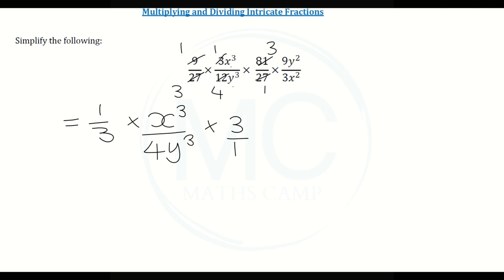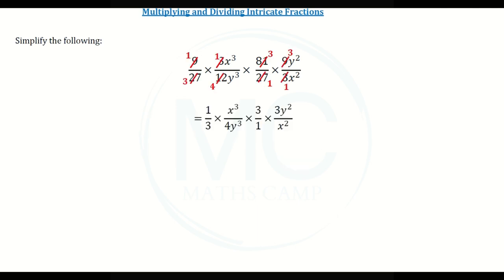Finally, let's look at our fourth fraction. 9 and 3 are divisible by 3. 9 divided by 3 is 3. And 3 divided by 3 is 1. And we're left with 3y squared over 1x squared, which is simply x squared. Now that we've done this, we can cross cancel.